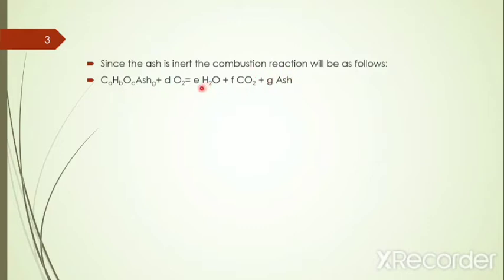Now we have to find out the unknown quantities here. Already we have found the molecular formula of the biomass, so we can replace the biomass by our biomass molecular formula, plus d moles of O2 is equal to e moles of H2O and f moles of CO2. So we have to find d, e and f. These are the important unknown moles. Ash is inert, so it does not matter what the g value is.